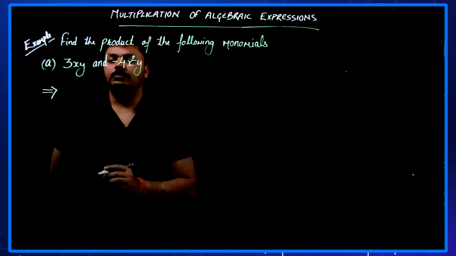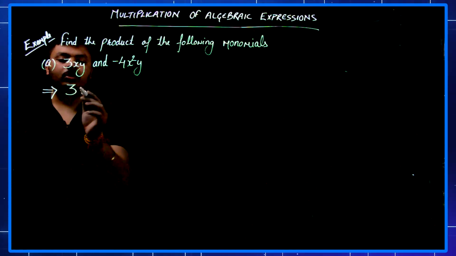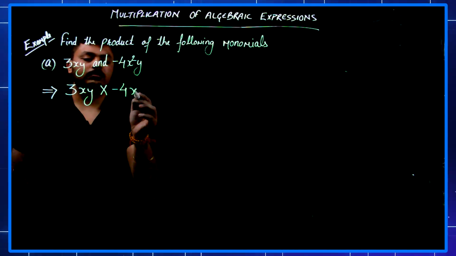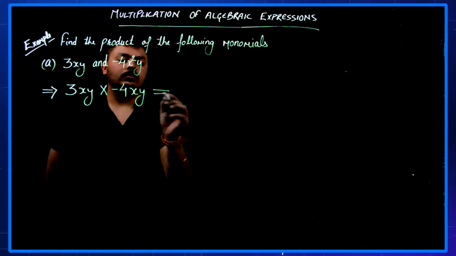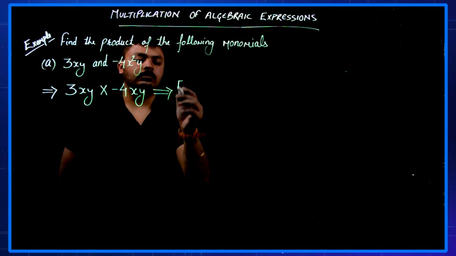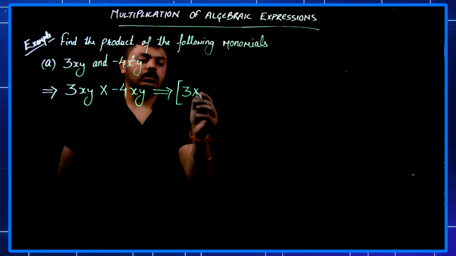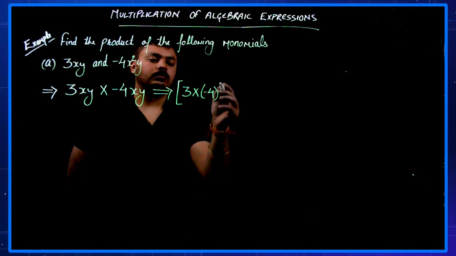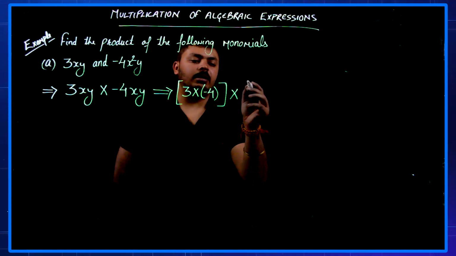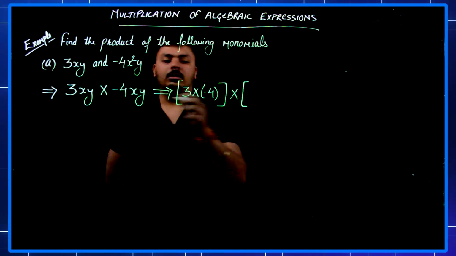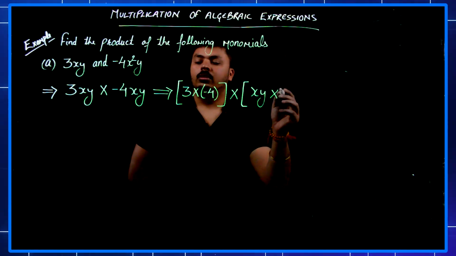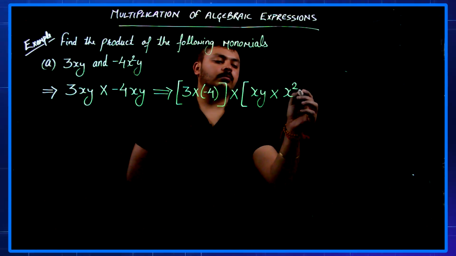So first of all, to find the product of 3xy and minus 4x square y, we find the product of their coefficients, 3 into minus 4, and the product of their variables, that is xy into x square y.